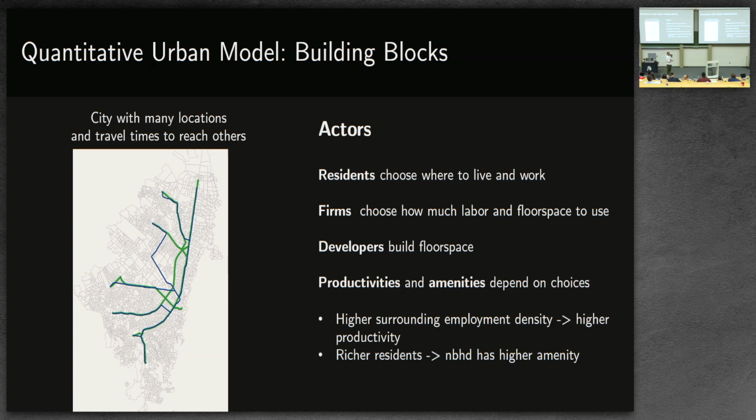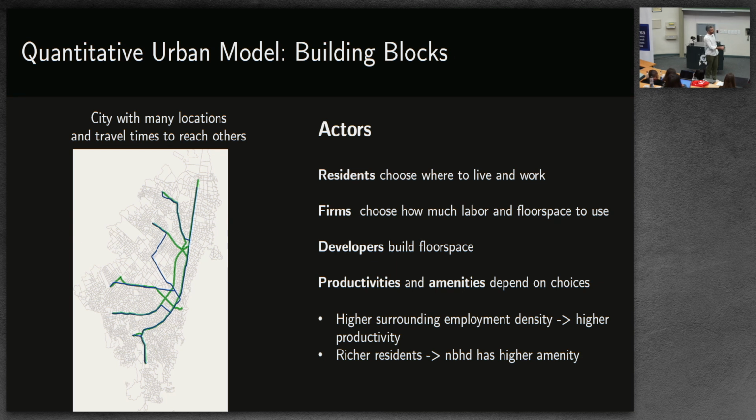And then finally, in these models, these productivities and amenities can be allowed to depend on people and firms' choices as well. There's a lot of literature in urban economics trying to establish the relationship between density of economic activity and employment and productivity. People think that density might make firms and workers more productive because it allows them to share inputs or share ideas more easily, and so that might affect productivity.